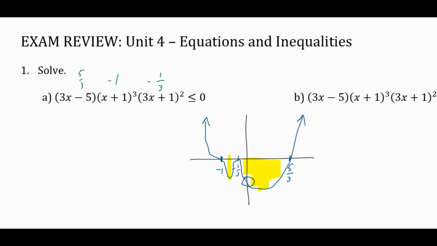So that means my solution ends up being from -1, including -1, all the way to 5/3, including 5/3. It includes this point because it's less than or equal to. And I'm actually going to go over all the different types of solutions you might have. What if it was just less than?